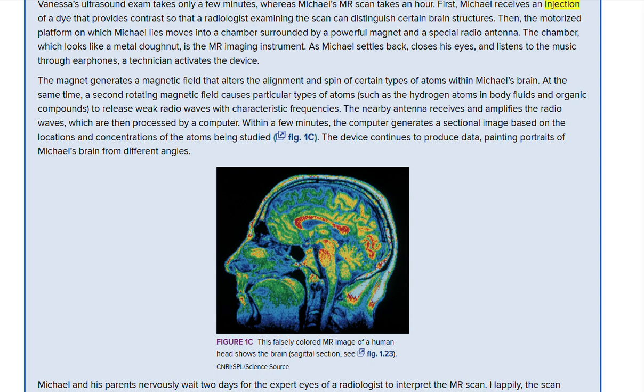First, Michael receives an injection of a dye that provides contrast so that a radiologist examining the scan can distinguish certain brain structures. Then, the motorized platform on which Michael lies moves into a chamber surrounded by a powerful magnet and a special radio antenna. The chamber, which looks like a metal donut, is the MR imaging instrument. As Michael settles back, closes his eyes, and listens to music through earphones, a technician activates the device.